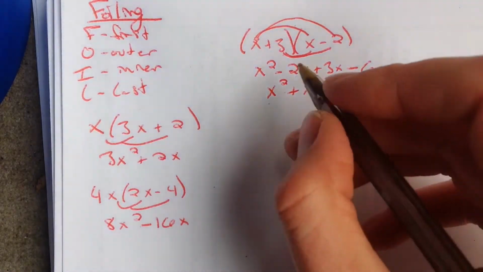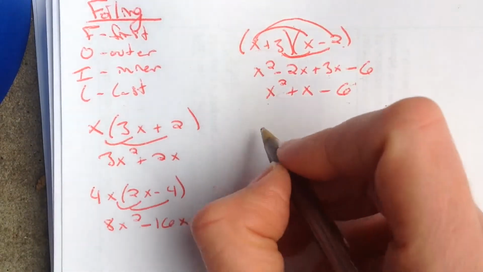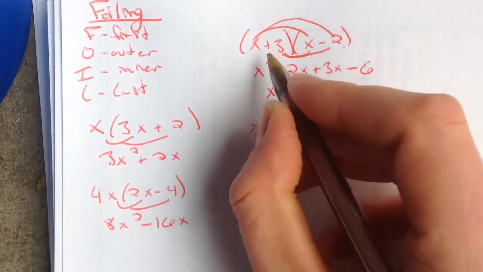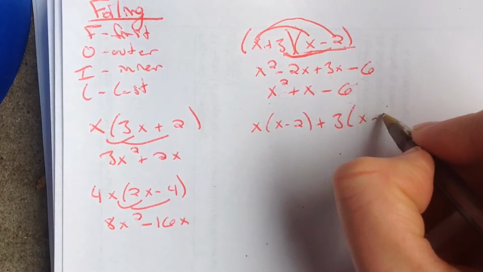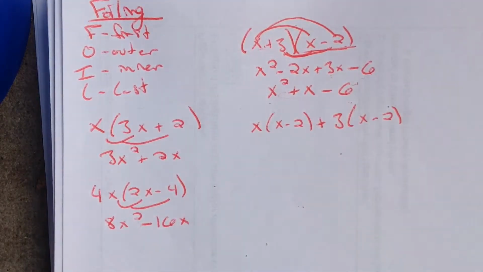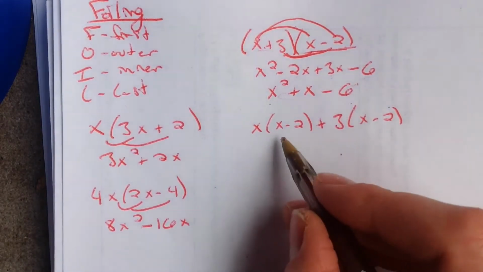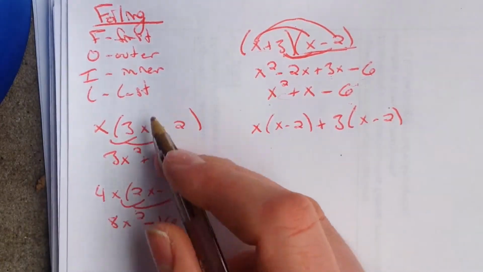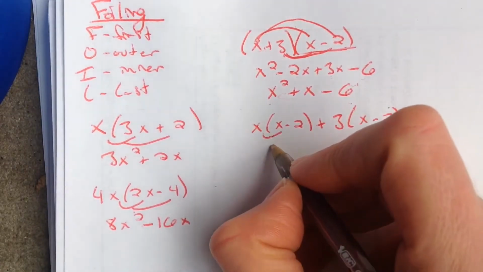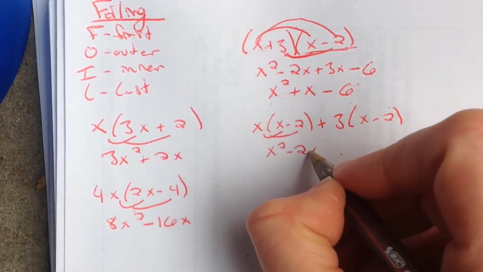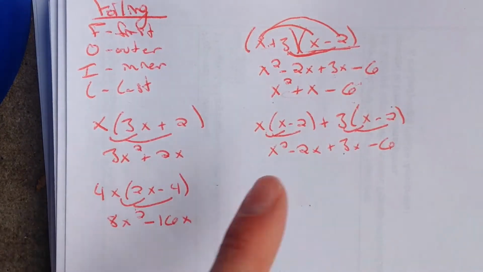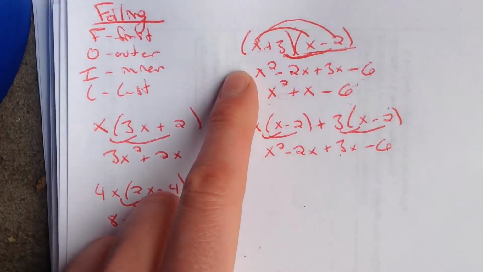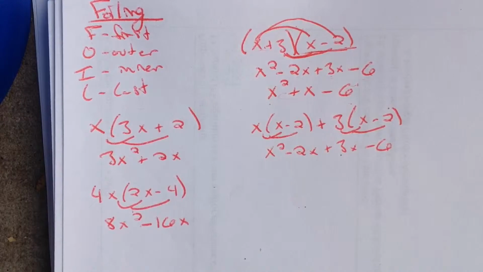The second method is to rewrite this so you have x times x minus 2, so the first times the second piece, plus the 3, the second one, times the second piece. This actually accomplishes the same thing, it's just a different way of writing it. Now we just have two smaller versions of this distribution process. So x squared minus 2x plus 3x minus 6. Notice this is the same output as what we got right here. And so it's just a different way to write out the same thing.